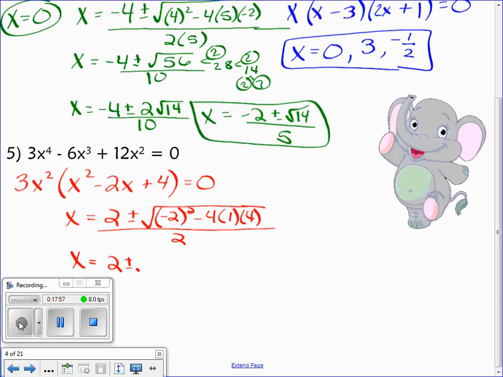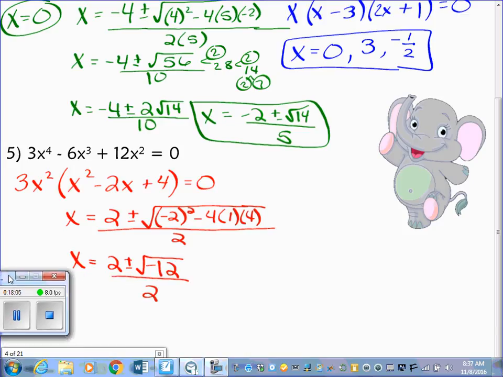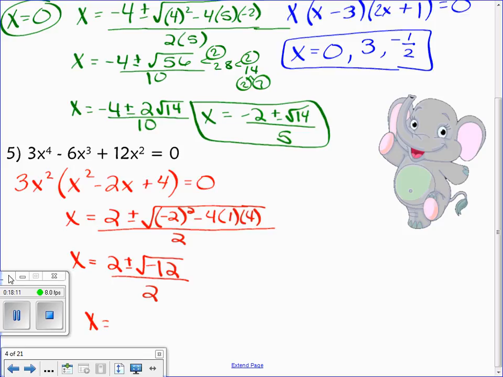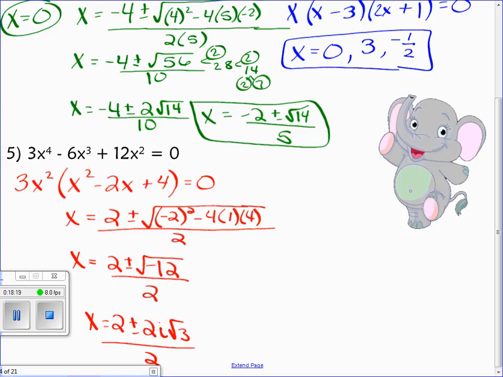So 2 plus or minus square root, what do we get? Negative 12, all over 2. All right, from there, what does that become? You have to take out the i. Yep, so you're going to get 2 plus or minus 2i radical 3, all over 2. Good? Or keep going? Keep going. They can all be divided by 2.